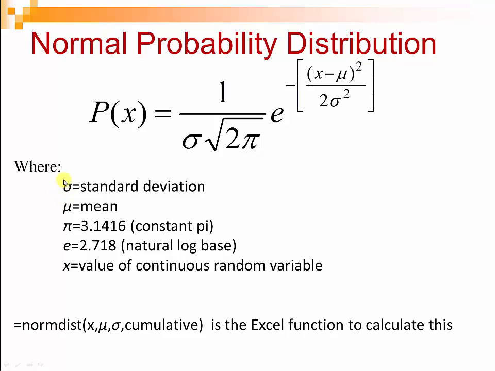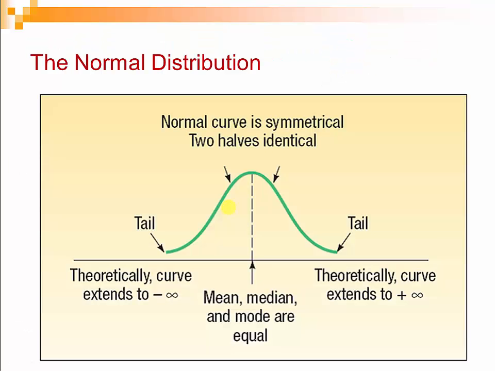And if you remember, when we're using the Greek characters, that's because we're talking about the population standard deviation or the population mean, or pi in this case is the constant pi, 3.14159265, and so on. Well, let's get away from this scary formula and look at some of the major characteristics of the normal probability distribution.